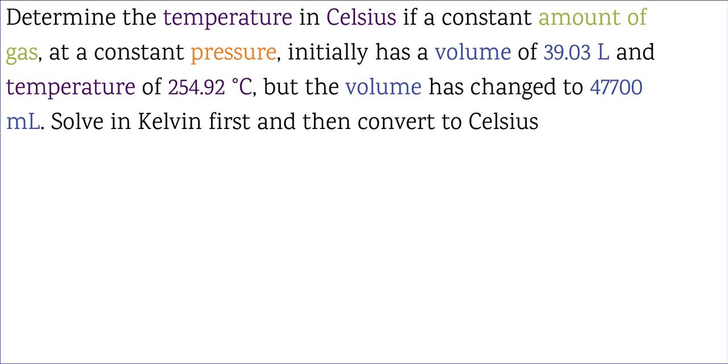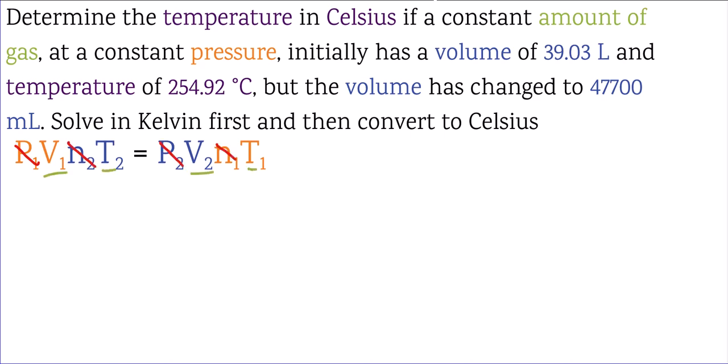Even though this is Charles's law, I like to use a linear ideal gas law equation of P₁V₁n₂T₂ equals P₂V₂n₁T₁. This allows me to go ahead and eliminate constants like pressure and number of moles, and then focus on volume and temperature. I then go ahead and rearrange the equation to solve for the missing variable, in this case temperature.